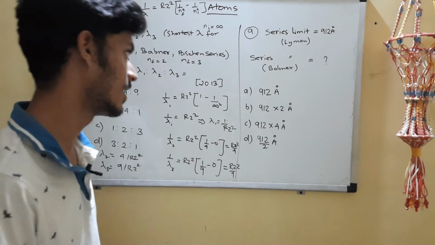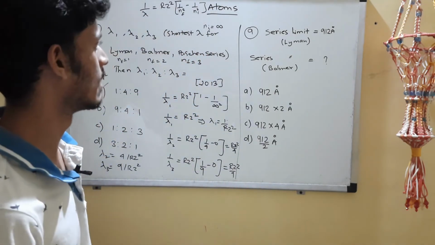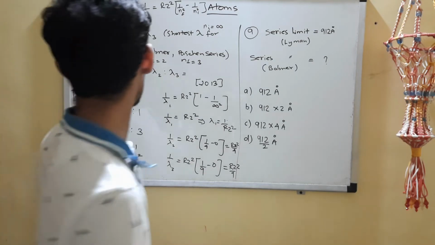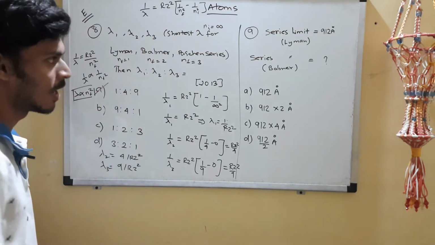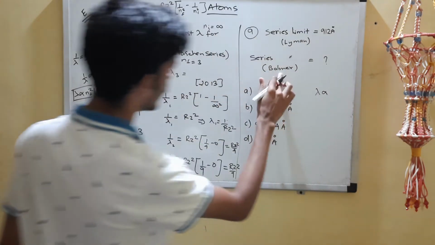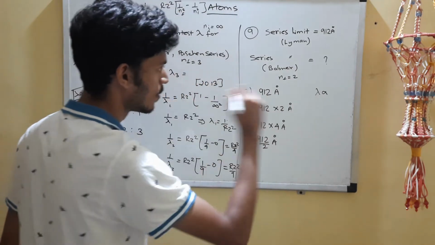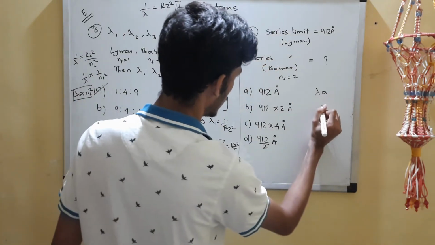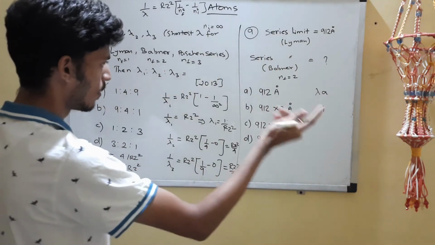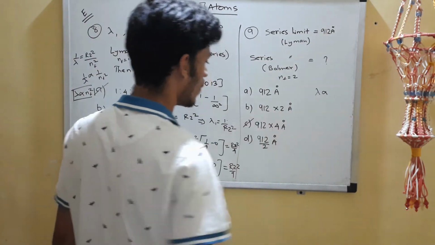Now again, you are supposed to find what is the series limit for Balmer series, right? Now we directly know that it's directly proportional to the square of n final. N final for Balmer series is 2, so it's proportional to 4. For Balmer series it will be 4 times this, so 4 times this is option C.